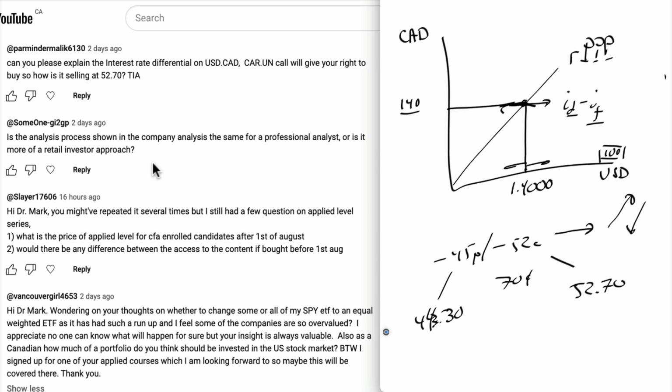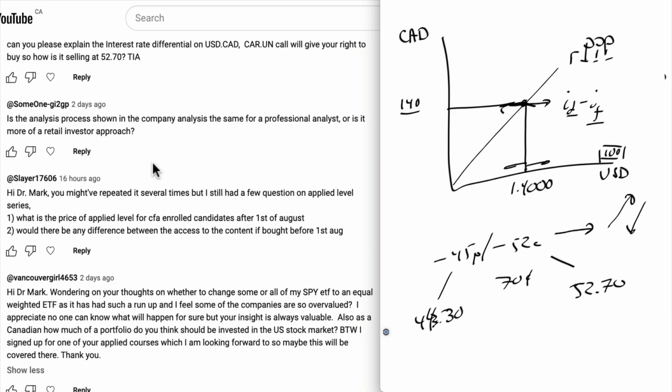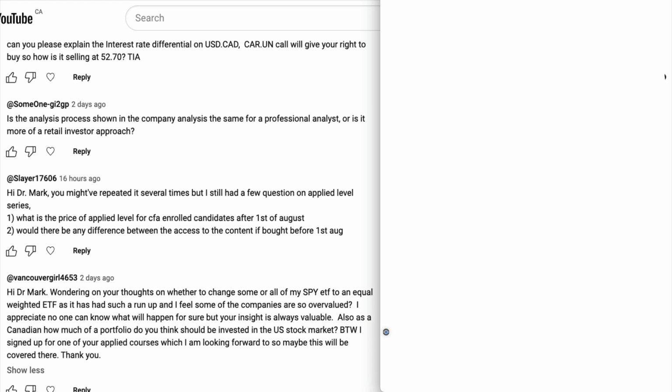Is the analysis process shown in company analysis the same for a professional analyst, or is it more of a retail investor approach? So the approach I take, if we look at institutional versus retail, they walk the same road up to a certain point where the retail investor says, I'm good, and the institutional says, no, we must get much more precise. We need a price target. We're going to forecast every line item. I got questions for management. They go further, whereas for the retail, we're good.